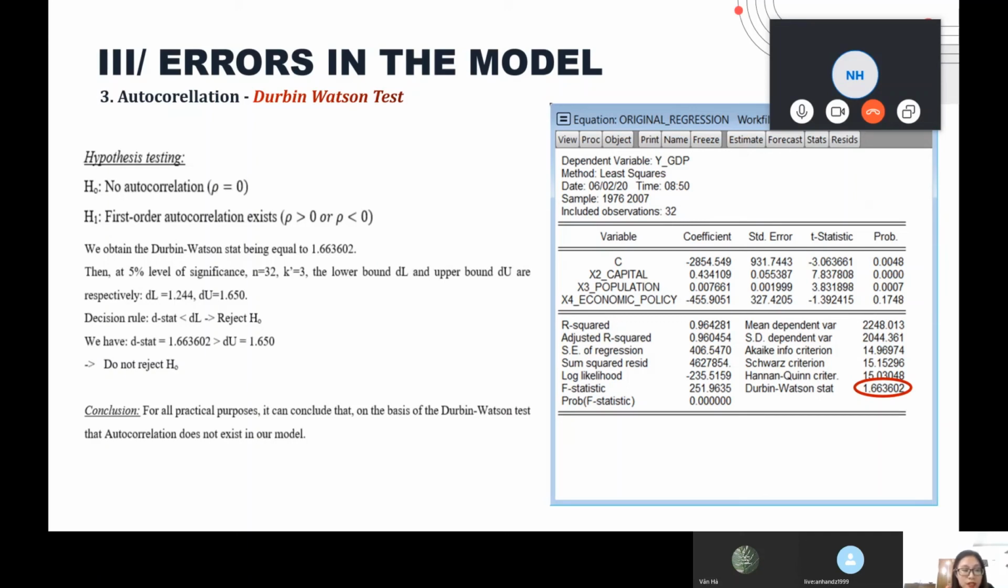We have a D stat equal to 1.63602, which is bigger than dU, so we do not reject H0. So we conclude that on the basis of the Durbin-Watson test, autocorrelation does not exist in our model.